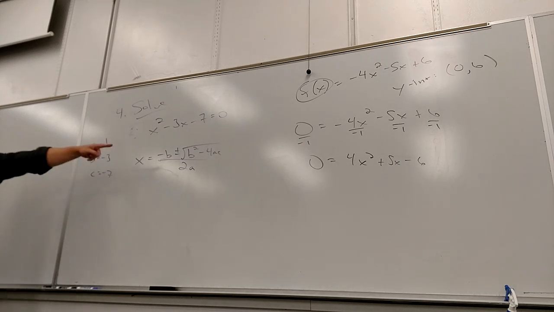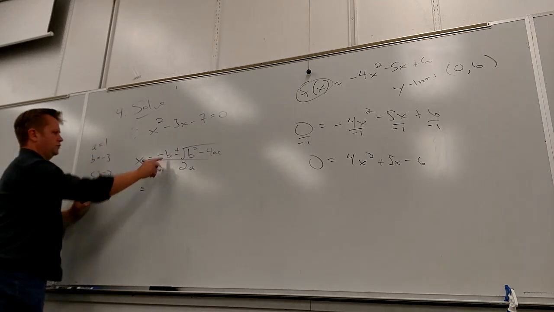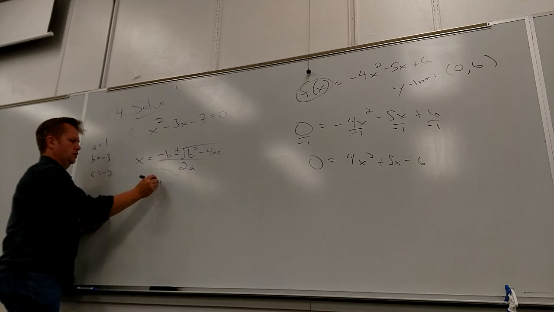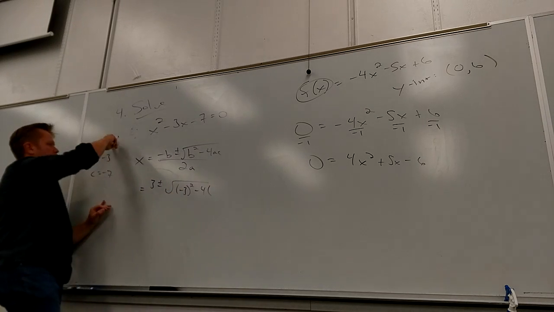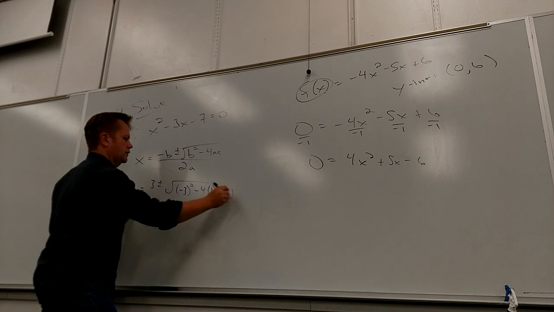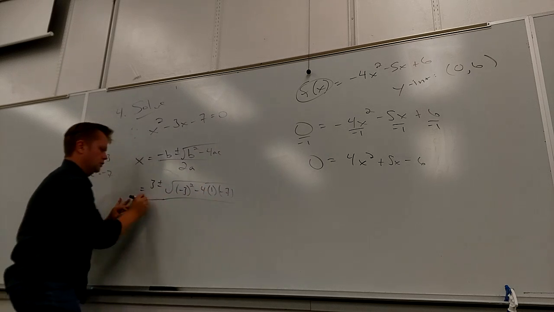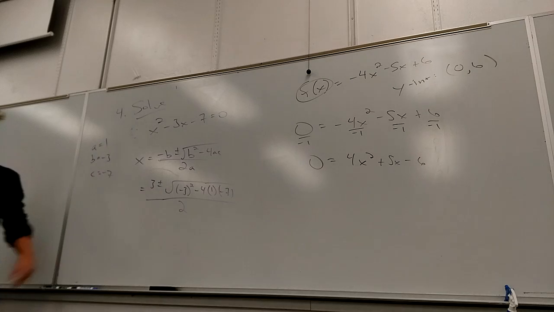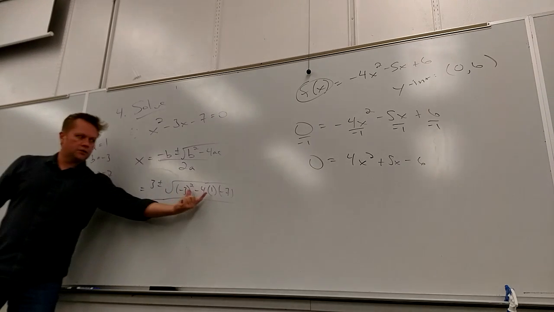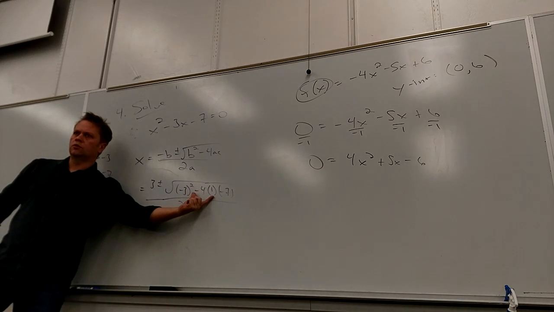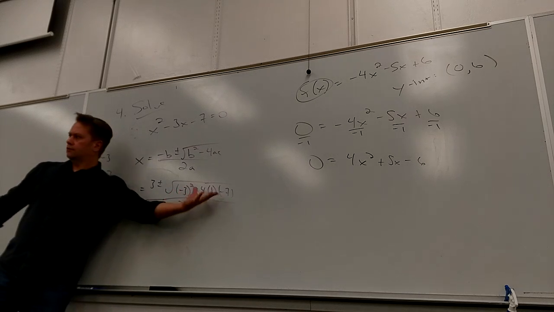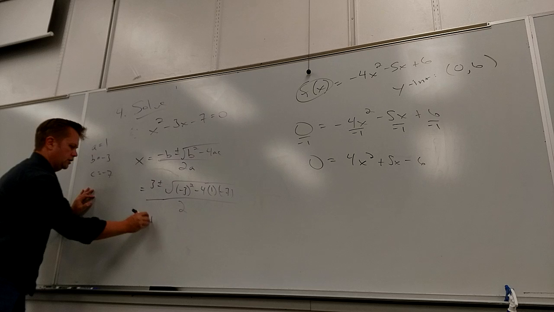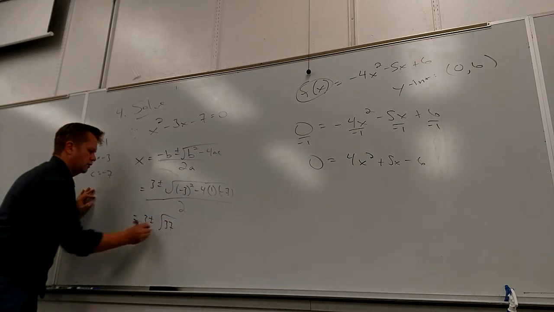So then I just plug those numbers in. Here it would be negative b, so negative negative 3 is 3, plus or minus the square root of negative 3 squared minus 4 times 1 times negative 7, all over twice 1. So you just have to clean this up and you're basically done. 9 plus 28 is 37. So you get 3 plus or minus the square root of 37 over 2.